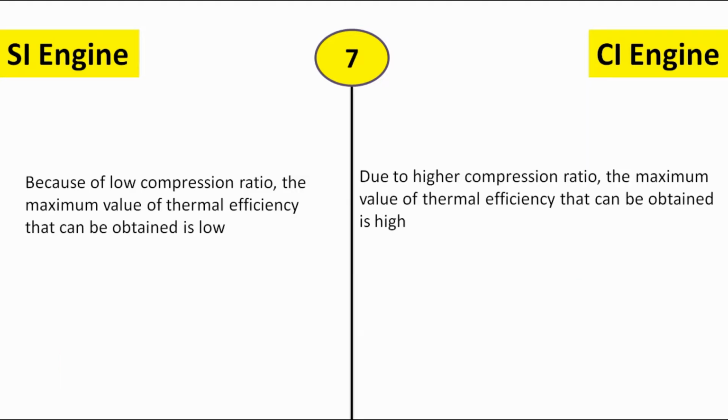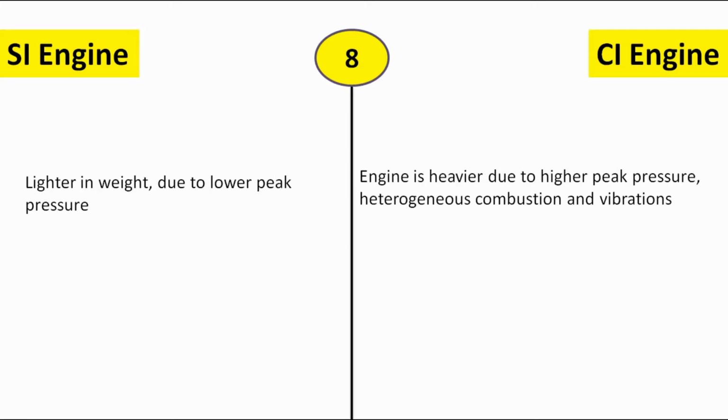Because of low compression ratio, the maximum value of thermal efficiency that can be obtained is low in SI engines. Due to higher compression ratio, the maximum value of thermal efficiency that can be obtained is high in CI engines. SI engines are lighter in weight due to lower peak pressure. CI engines are heavier due to higher peak pressures and heterogeneous combustion and vibrations.